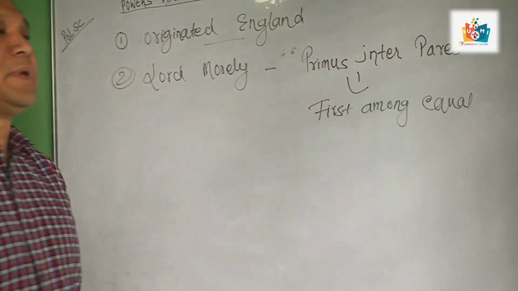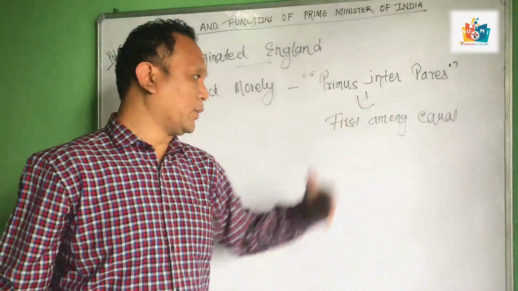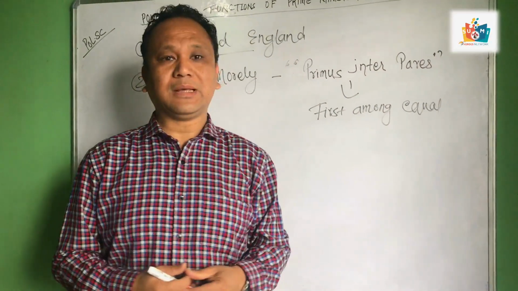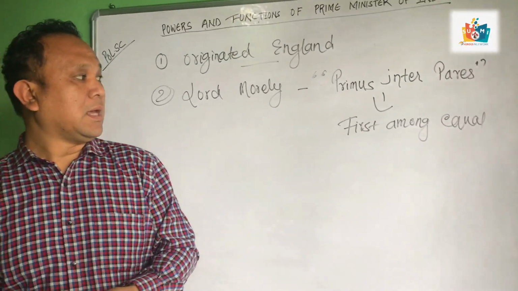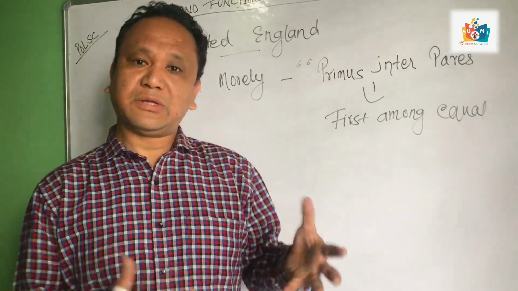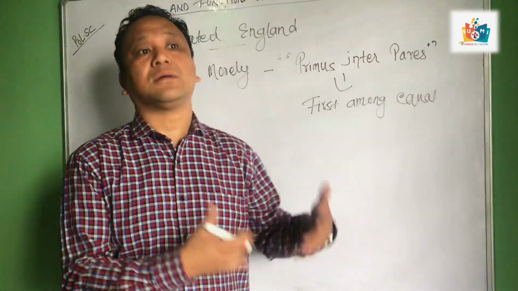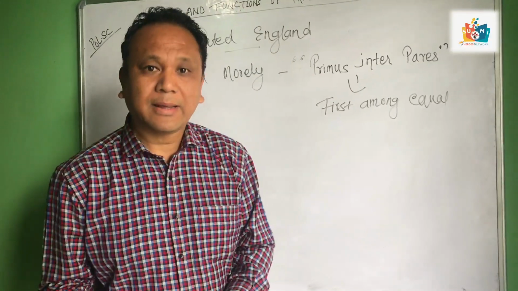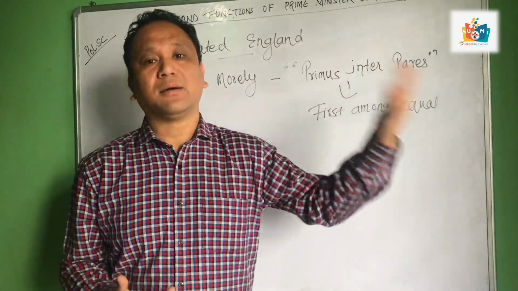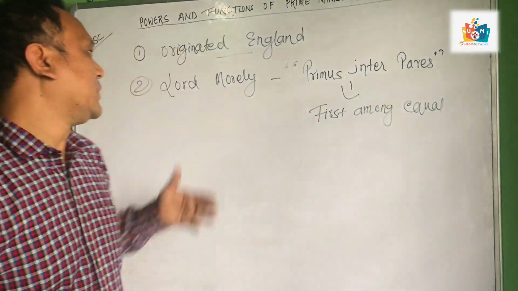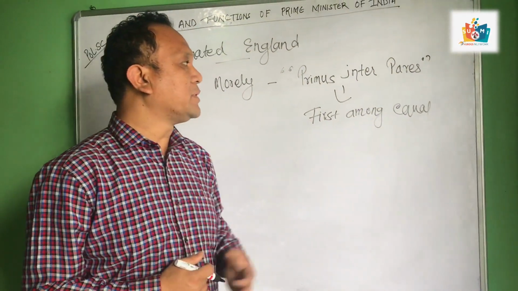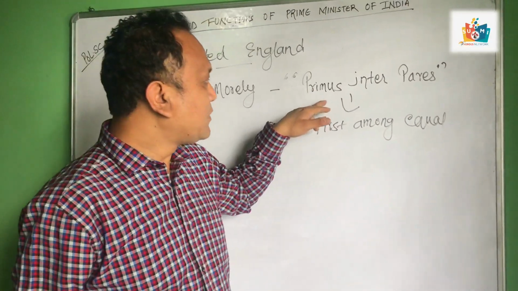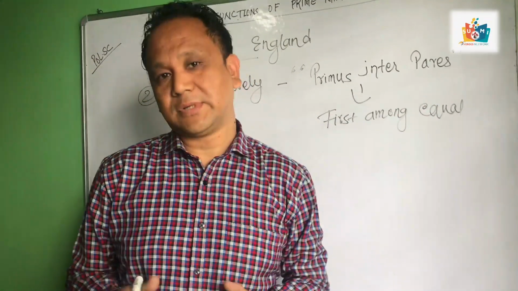So what does it mean? First among equals. It means the Prime Minister is the head of the government. He is the decision maker, and he is on the same level as other ministers in the cabinet, but he has more power and responsibility than other ministers. That's why he is considered primus inter pares. And let me tell you, primus inter pares is a Latin phrase.